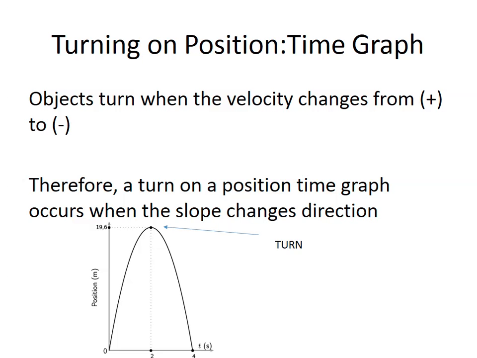Turning on a position time graph means you must go from a positive to a negative velocity. Well, how do I do that? Velocity is the slope. So a turn in position is seen on the graph when your slope changes from positive to negative. You can see at the very top here, I am turning right now at this point because the slope's always been up to this point, and then goes back down negatively in the opposite direction. So turning on a position time graph has to do with the slope changing directions.